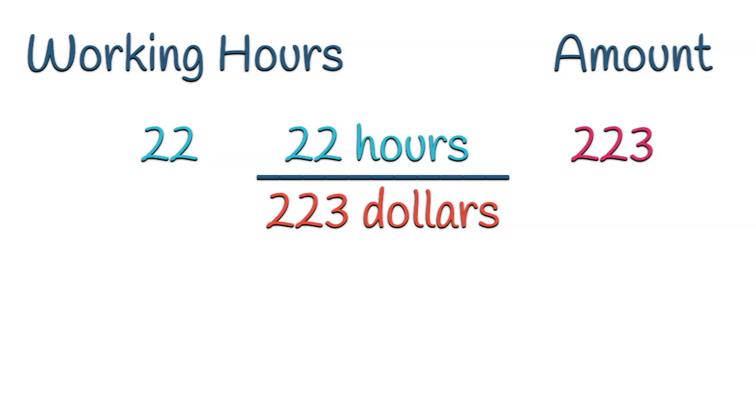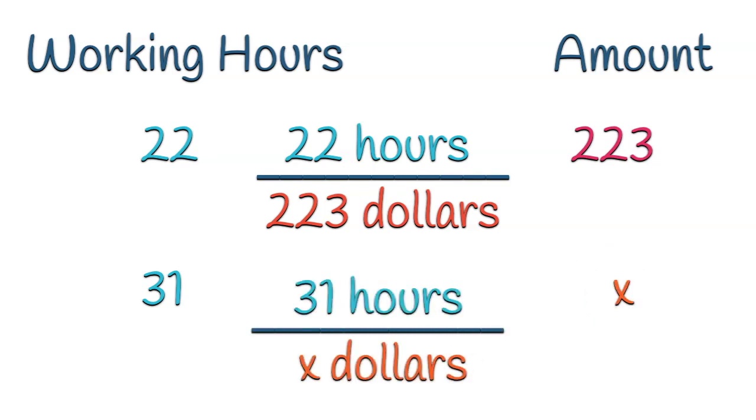The rest of the information that we have is that next week you will be working 31 hours, and you want to know how much money you will make for that many hours. The unknown here is the amount of money you'll make for 31 hours of work. Let's call the unknown X, and set up another ratio comparing these two quantities.